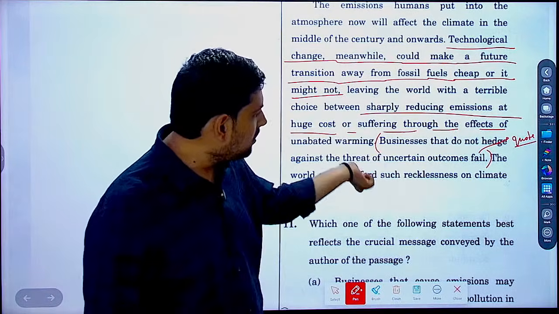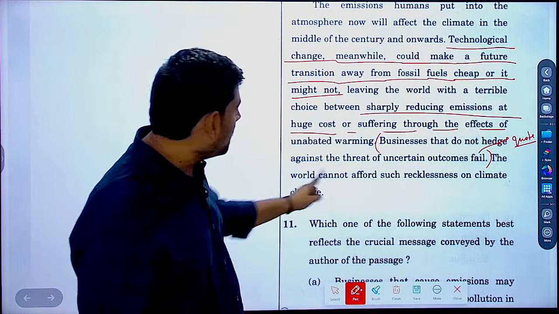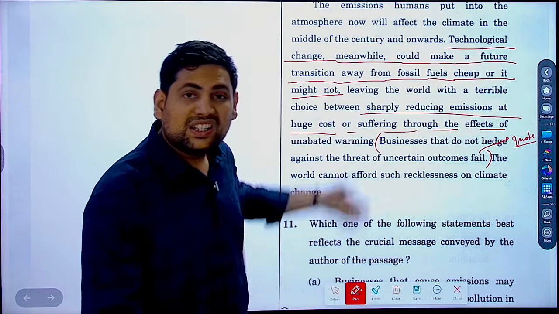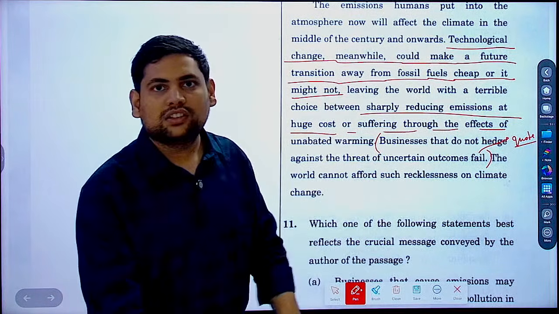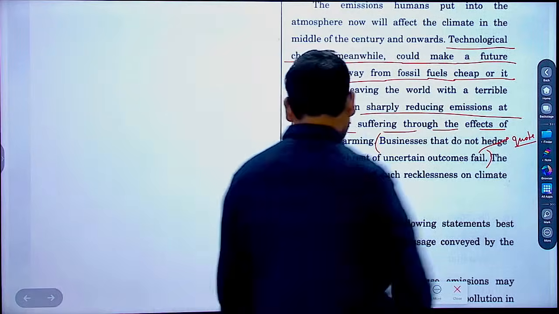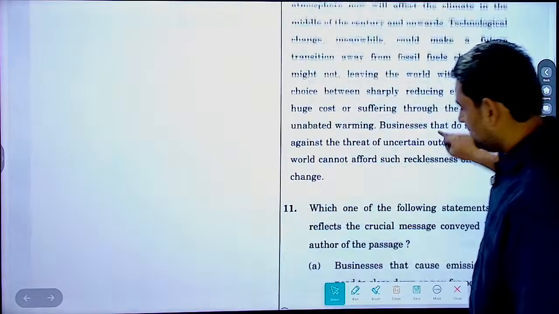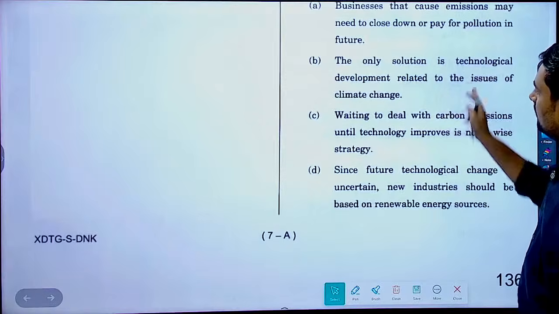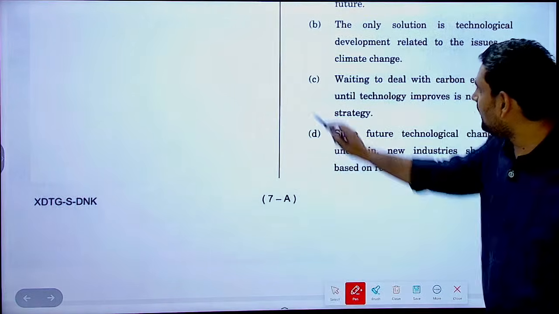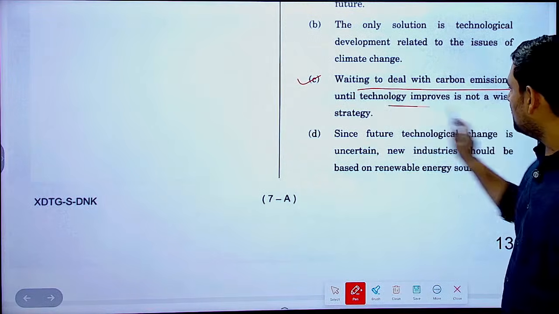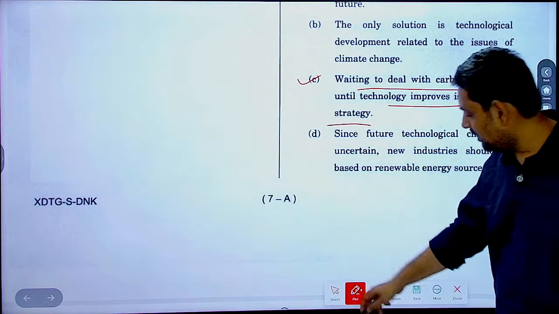So this is also a quote, that businesses that do not hedge against the threat of uncertain outcomes fail. Similarly, if the world does not hedge against uncertain outcomes, it will fail. This is the whole point of it. Okay, so answer becomes B. Sorry, answer becomes C. That is, waiting to deal with carbon emissions until technology improves is not a wise strategy.